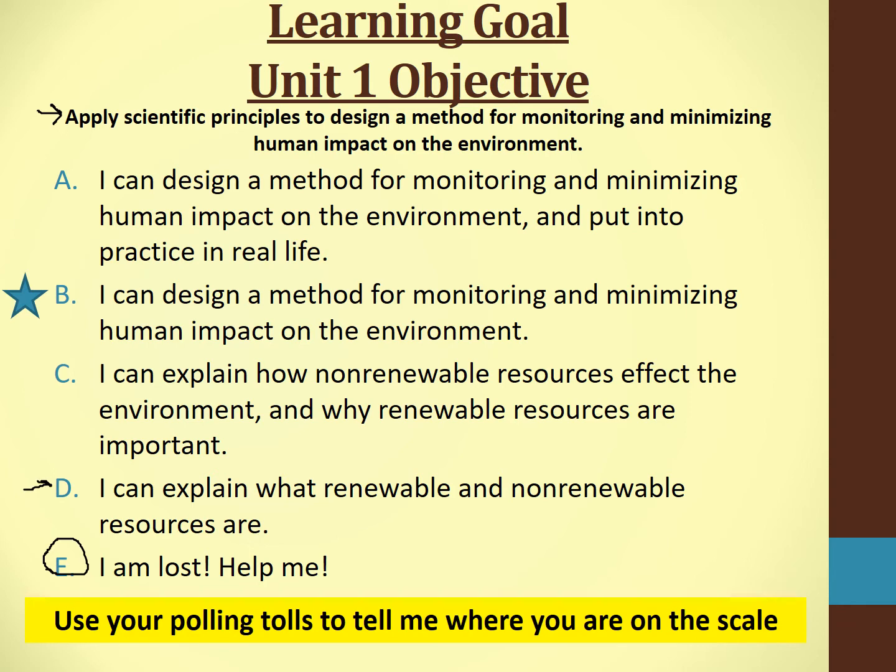D is saying, I can explain what renewable and non-renewable resources are. If you can do that and explain how non-renewable resources affect the environment and why renewable resources are important, you would pick C. If you can do both of those things and design a method for monitoring and minimizing human impact on the environment, you'd pick B. And that is your goal. By the end of the unit, you would want to be at least at a B on this scale.